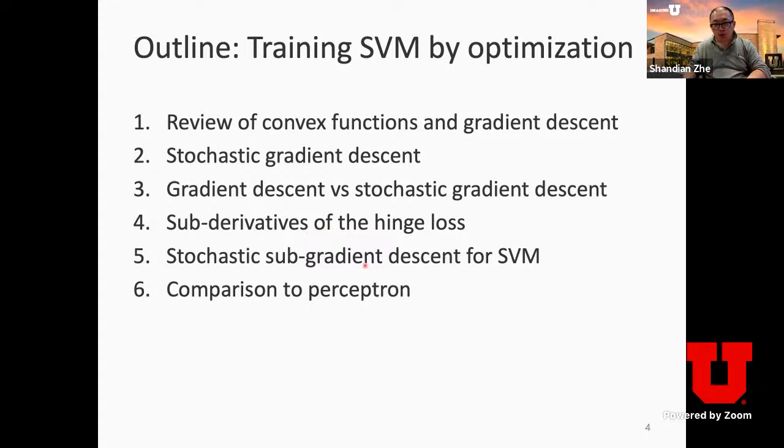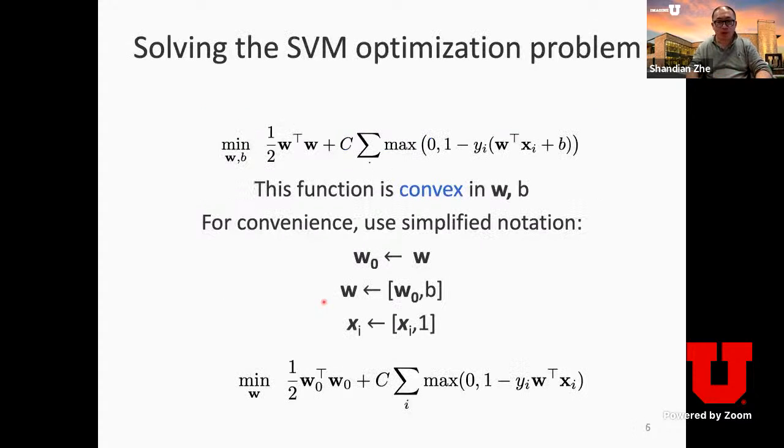Finally, we're going to compare the whole framework to the perceptron. We'll see the mistake-driven learning algorithm in the perceptron has strikingly similar algorithm steps as SGD for SVM. And we'll find that the perceptron is essentially optimizing another objective as well. Then finally, we'll make clear this connection. Okay, so first, let us give a brief review of convex functions and the gradient descent framework. Hopefully, everybody won't feel strange about that.